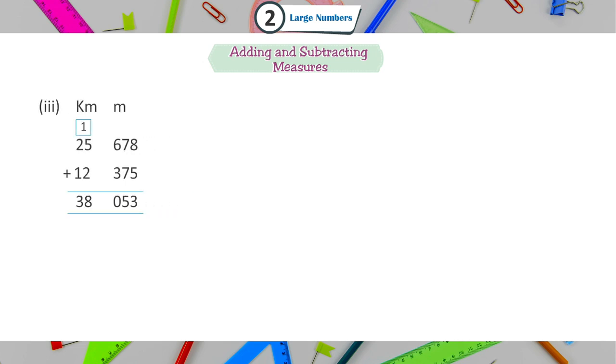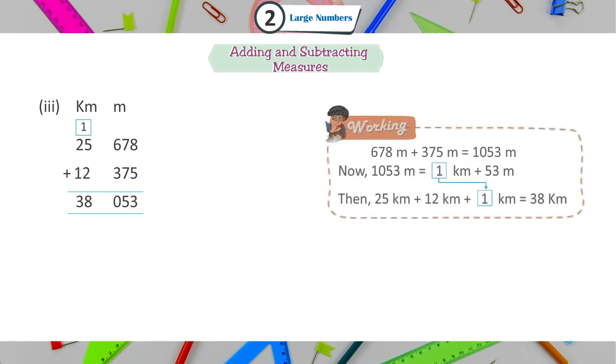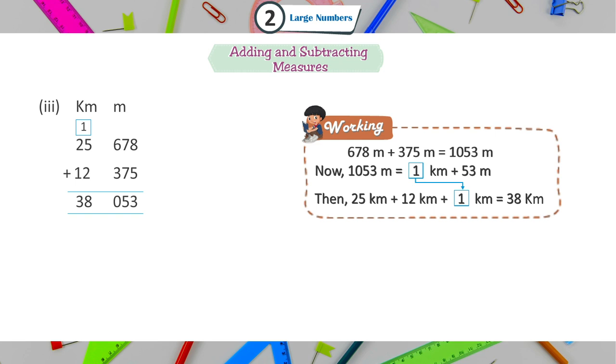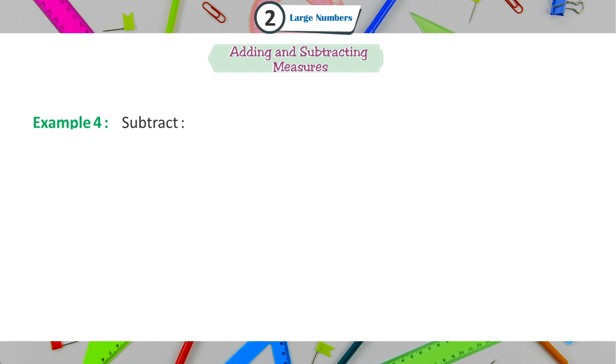3. 25 kilometers, 678 meters plus 12 kilometers, 375 meters is equal to 38 kilometers and 53 meters. Working: 678 meters plus 375 meters is equal to 1053 meters. Now 1053 meters is equal to 1 kilometer plus 53 meters. Then 25 kilometers plus 12 kilometers plus 1 kilometer is equal to 38 kilometers. Hence, the required sum is 38 kilometers and 53 meters.